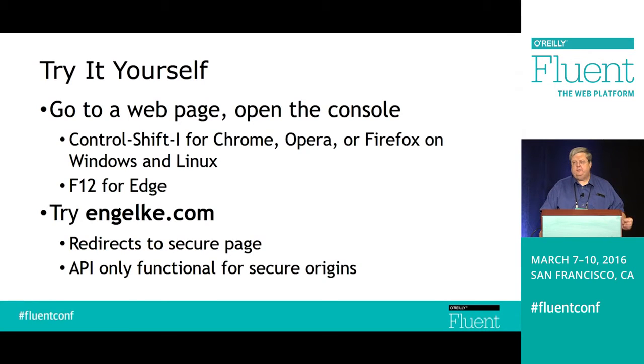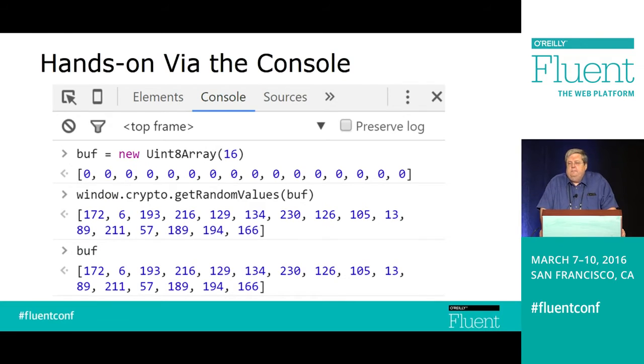You're all welcome to do this. I'm going to show it on slides. So open your JavaScript console, Control-Shift-I for most browsers, F12 for Edge, and go to a secure website. I recommend you just go to engelkey.com because that'll redirect you to a secure website. Once you're in the console, you can go ahead and try this getRandomValues method.